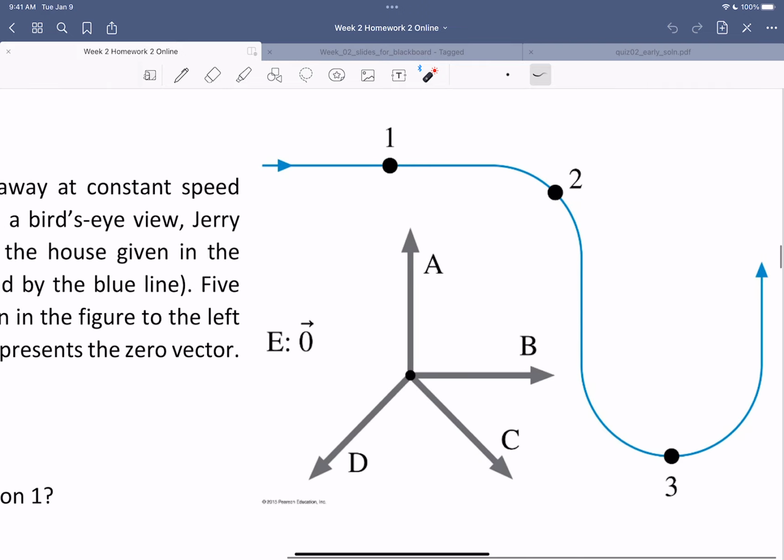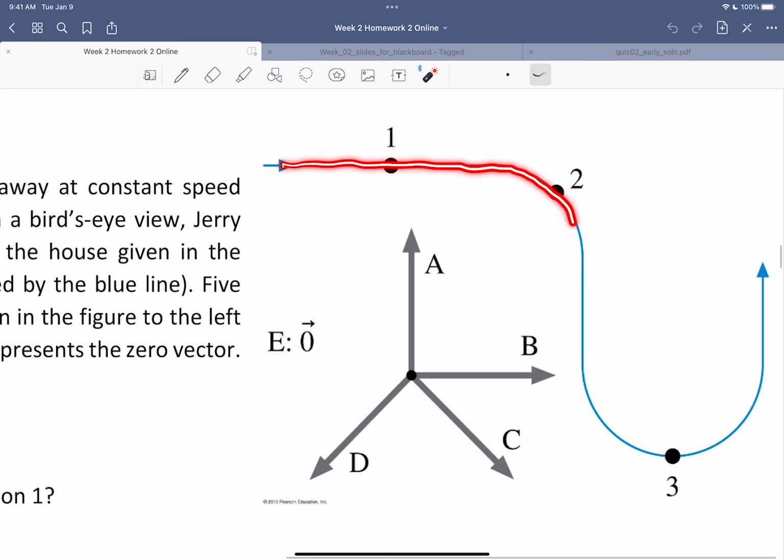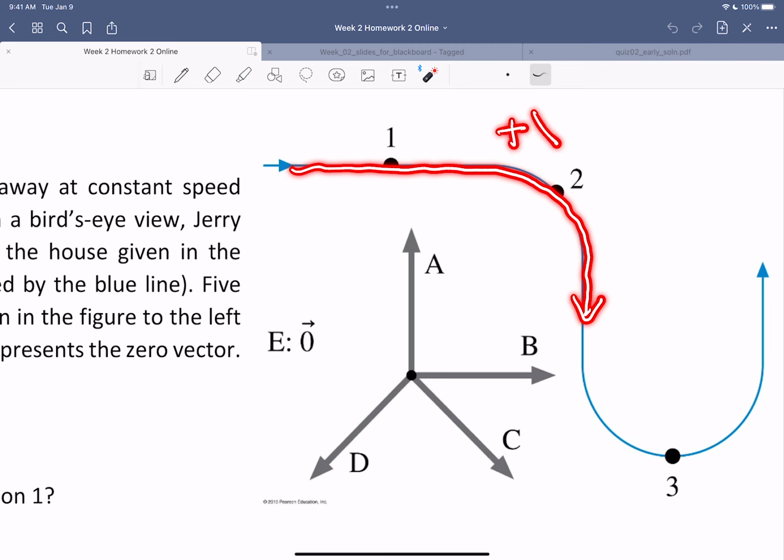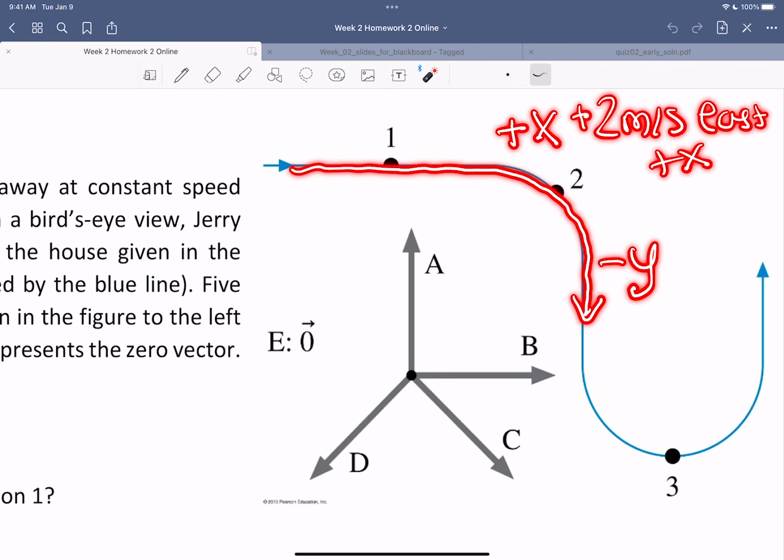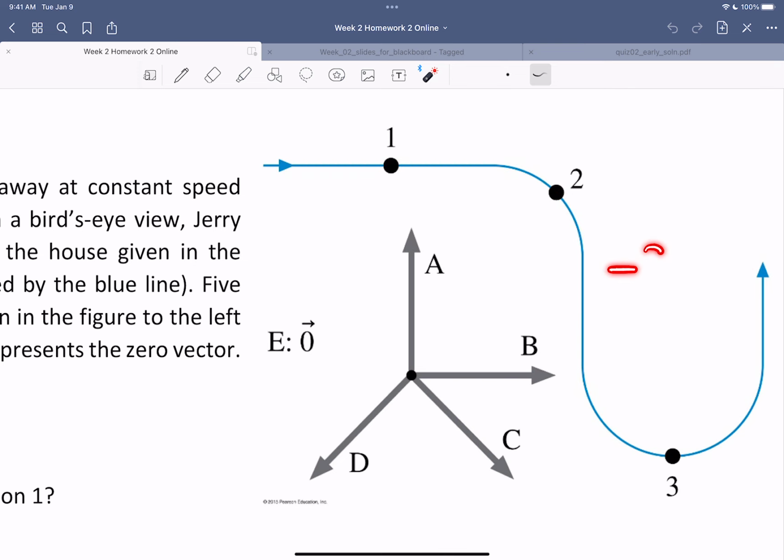So I could very well be moving at 2 meters per second along this whole thing here, but because I'm changing direction, my velocity changes. So I might be moving 2 meters per second east, and I change direction here. Now I'm moving 2 meters per second south. So if this is positive x and this is negative y, 2 meters per second east would be a positive 2. Now if I'm moving 2 meters per second south, south is negative y, so that would be negative 2 meters per second.